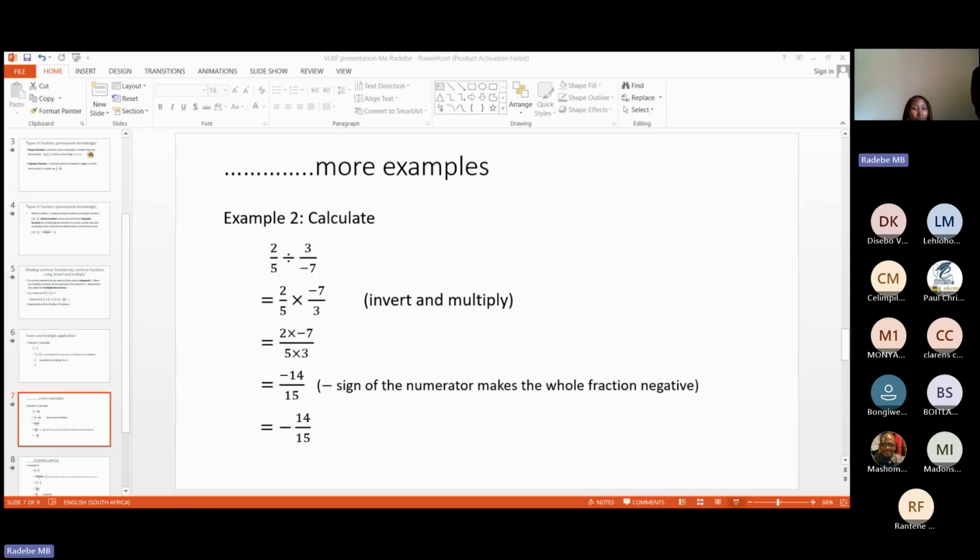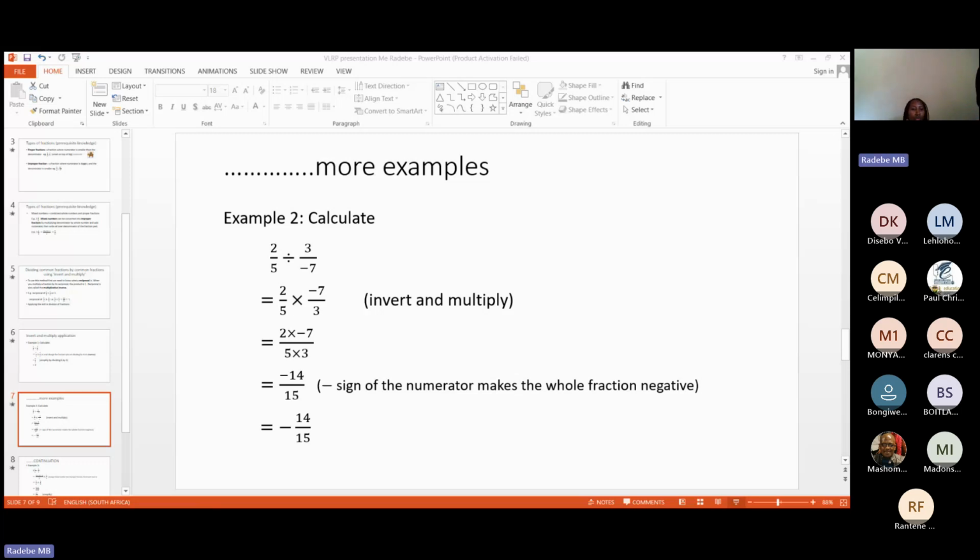What we can do now, we invert and multiply. We change the division sign into a multiplication sign. And then we change the fraction to its reciprocal, where we'll have -7/3. Then we multiply using the laws of multiplication: the numerators together, 2 multiplied by -7, and the denominators together, 5 multiplied by 3.